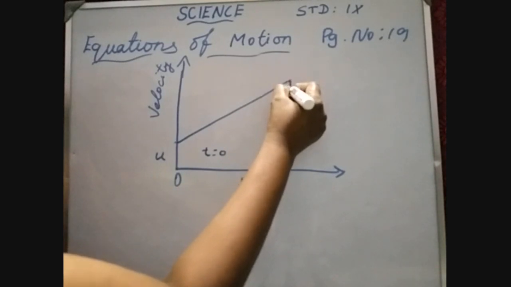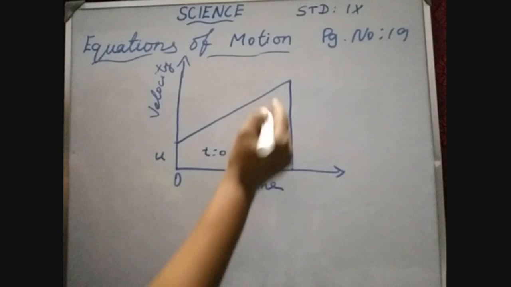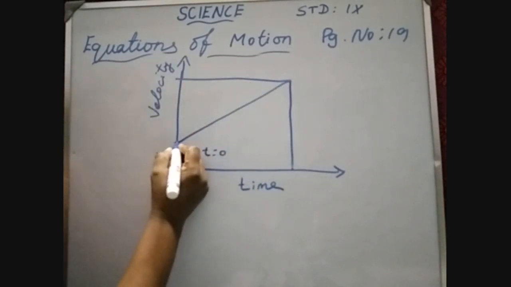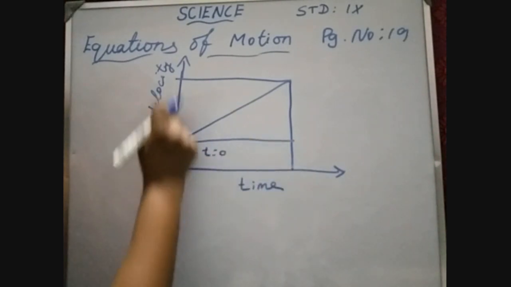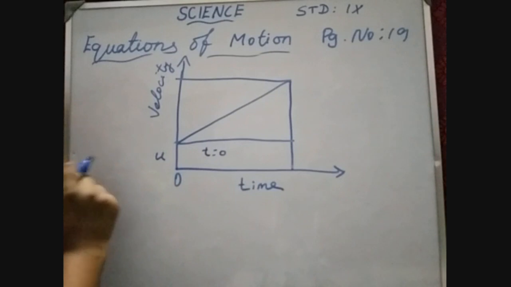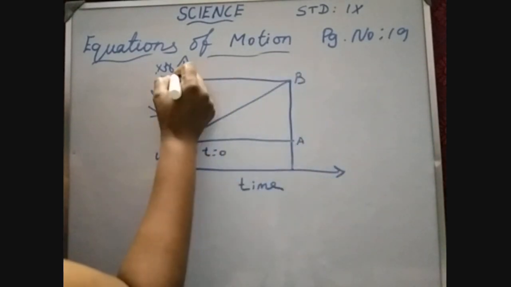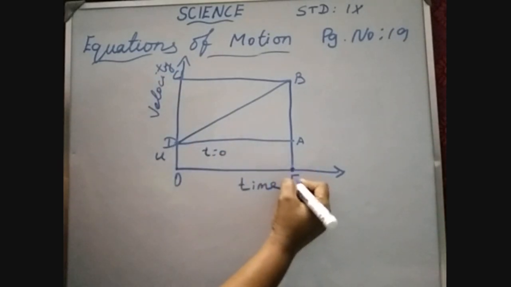Draw a perpendicular line to the x-axis. Draw a horizontal line along the y-axis. From this point also draw a horizontal line. Now, this one is like a rectangle. Name these points as A, B, C, D, and note this point as E.